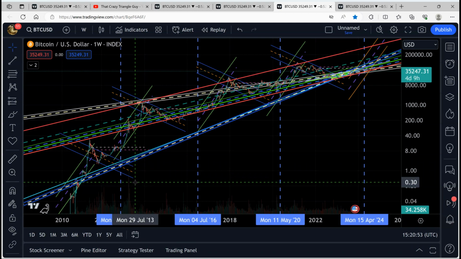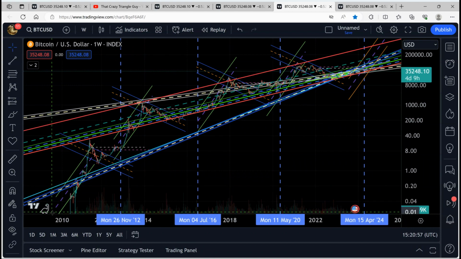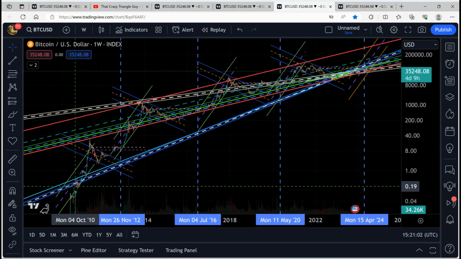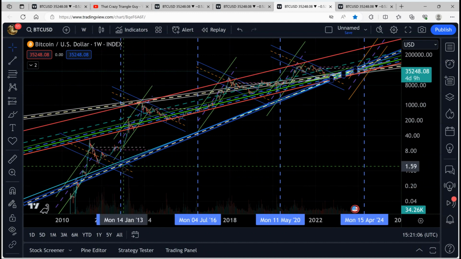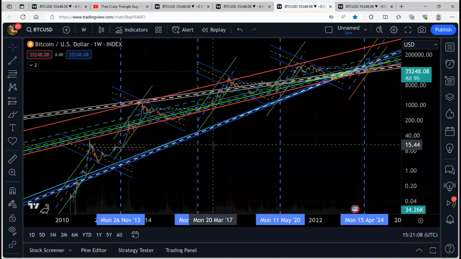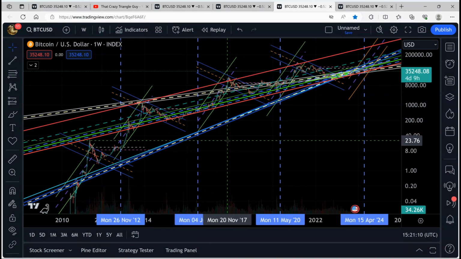Here we are looking at Bitcoin US dollar index on the weekly time frame, going back to when the TradingView dinosaurs were just entering this Bitcoin maze of chutes and ladders. So let's get into it.